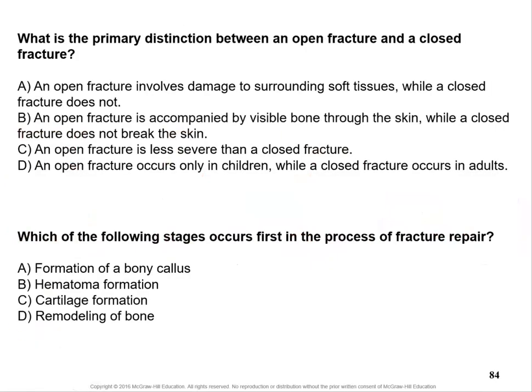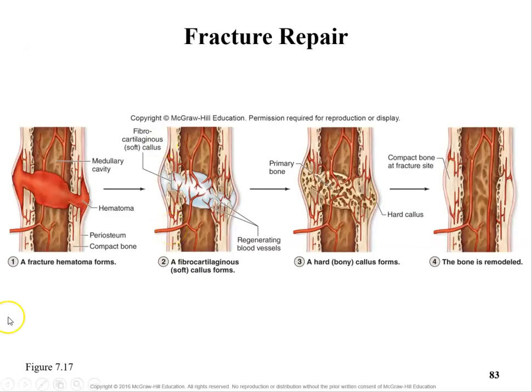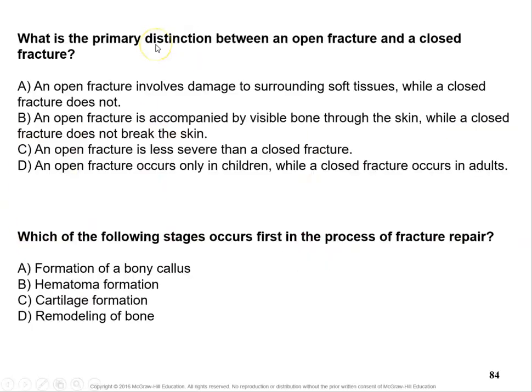What is the primary distinction between an open fracture and a closed fracture? Well, remember, an open fracture is going to pierce the skin. The bone is going to pierce the skin, and in a closed fracture, the bone remains in the tissues. So the answer is B. An open fracture is accompanied by visible bone through the skin, while a closed fracture does not break the skin. Which of the following stages occurs first in the process of fracture repair? Well, if you go back and look, the first step is a fracture hematoma forms. So B, hematoma formation.